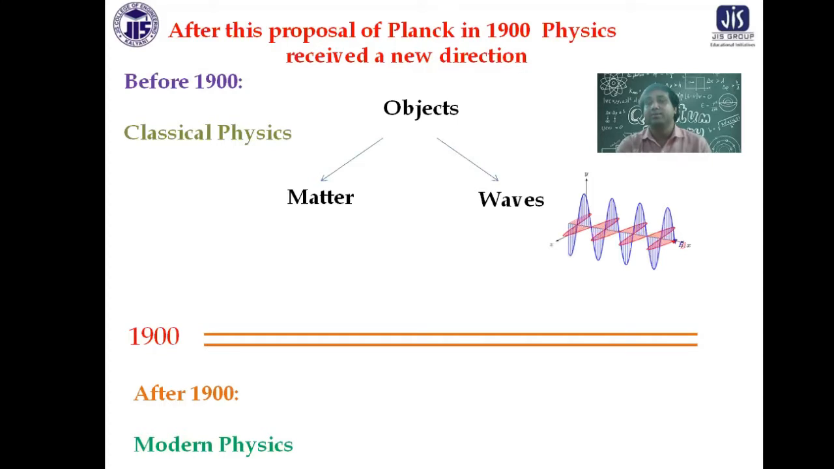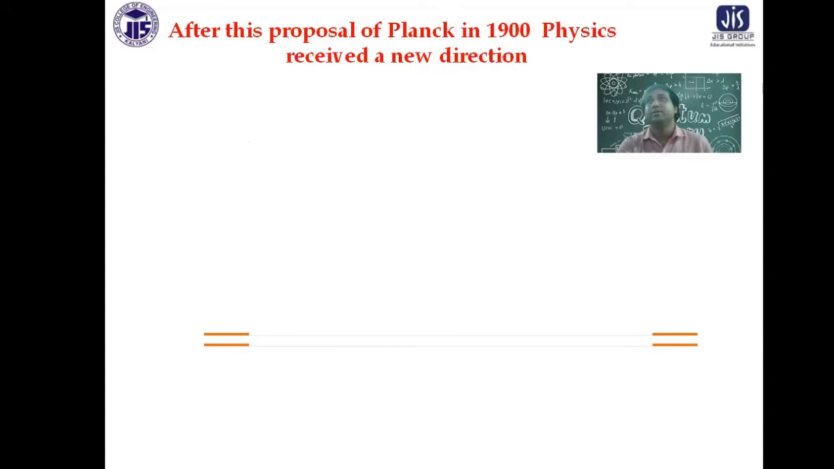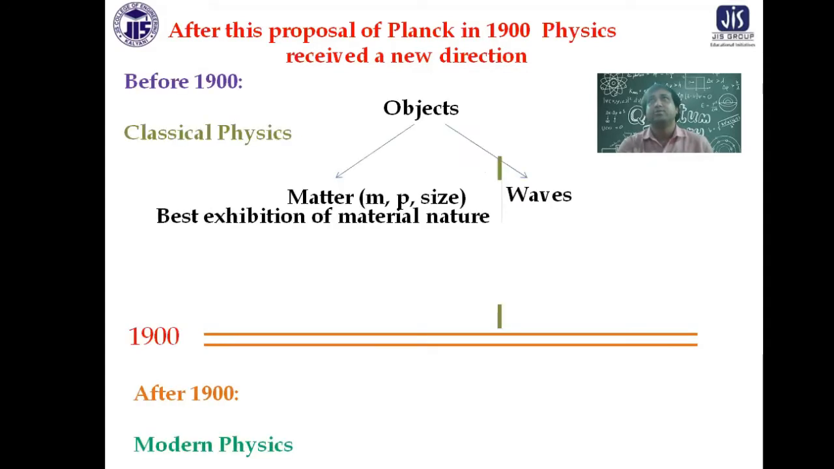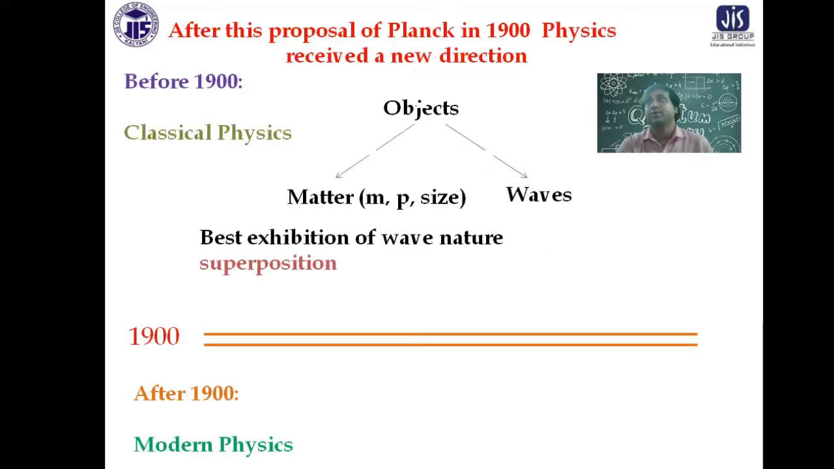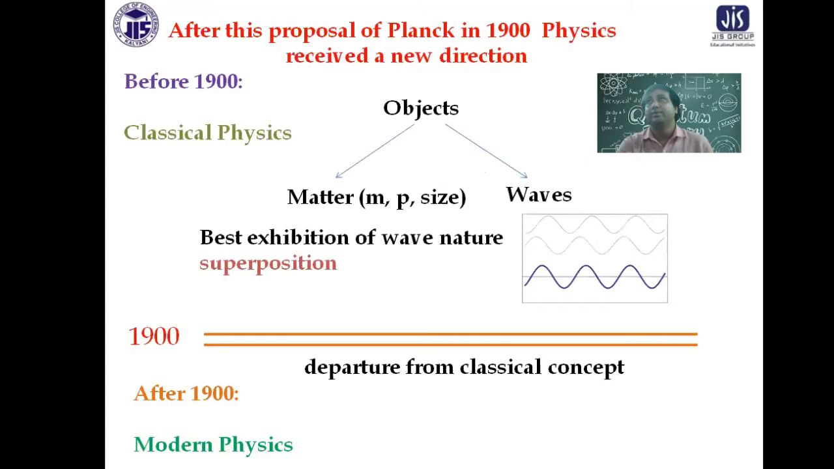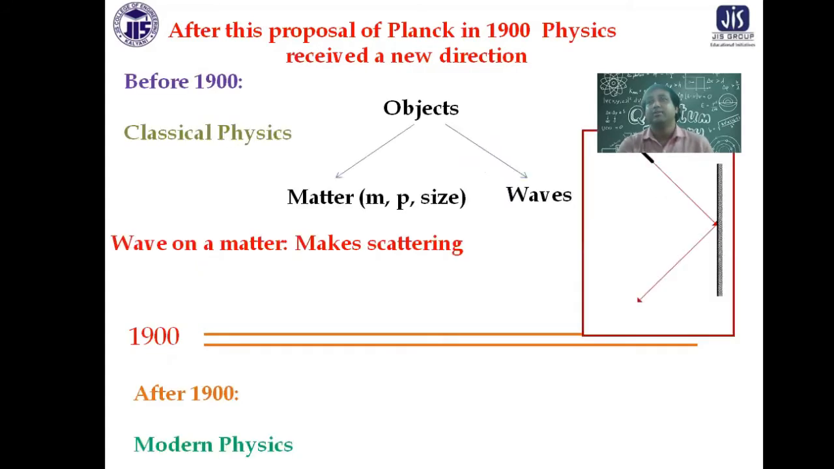Examples of waves are light waves and sound waves, that is, electromagnetic waves and acoustic waves. Matter can collide, so the best exhibition of the material nature is collision, and the best exhibition of the wave nature is superposition. Just to remind you, matter can collide, waves can superpose, and a wave on matter makes scattering. These things I told you. This is a scattering phenomenon.